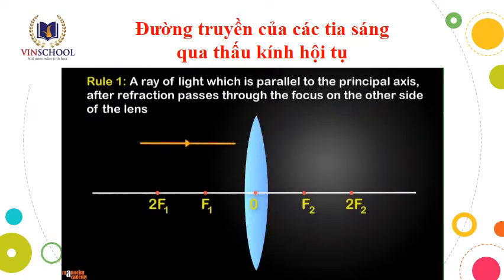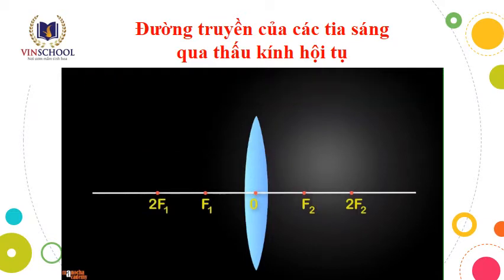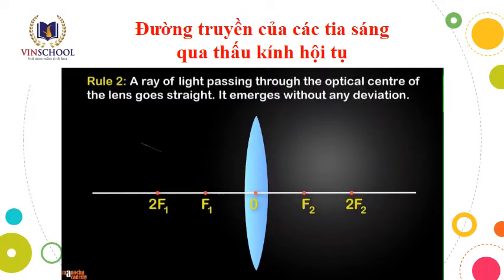Rule 1. A ray of light which is parallel to the principal axis after refraction passes through the focus on the other side of the lens. Rule 2. A ray of light passing through the optical center of the lens goes straight. It emerges without any deviation.